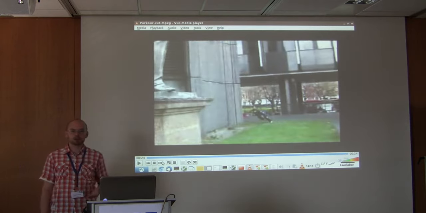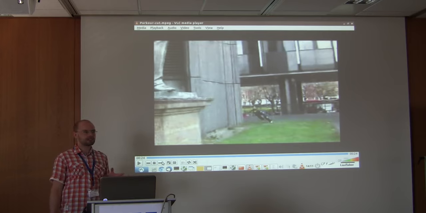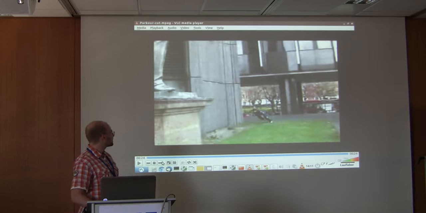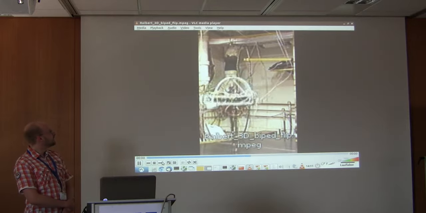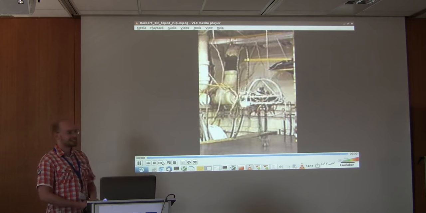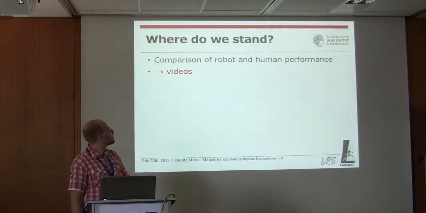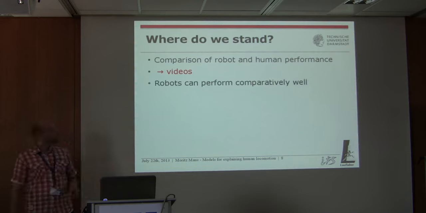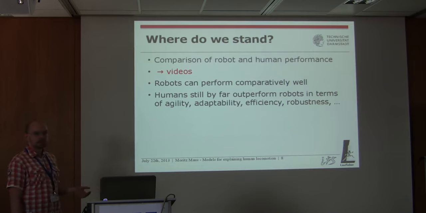And on the other hand, we should not be too unfair, because back in the 90s, you know Marc Raibert? Who knows Marc Raibert? All of you? Yeah. And they made a very nice robot, which is this one. And I guess this robot can do more than most of us. Well, at least making a somersault is something only a few humans can do. So, robots can perform comparatively well, but we outperform robots by far in terms of agility, adaptability.